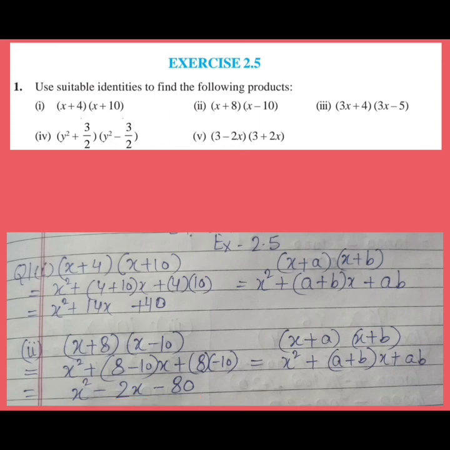Now we see the third expression, that is 3x plus 4 into 3x minus 5. Here we have this variable common and these constant terms are different, so we apply this identity where the variable is common and the constants are different. But here the common variable is not single x, it is 3x, so in the identity we have x square, so we write here 3x whole square. Then we have a plus b x.